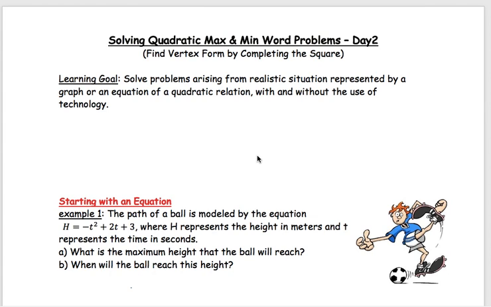Welcome to Solving Quadratic Word Problems Day 2. Today we're going to be looking at max-min questions.